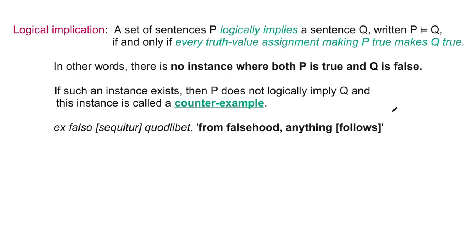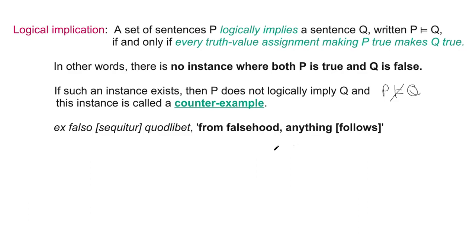If such an instance exists, then P does not logically imply Q, written as such with a nice slash across. And this instance is called a counterexample. In Latin, it's this phrase that I'm not even going to try because I would butcher it, but it roughly translates from falsehood, anything follows.